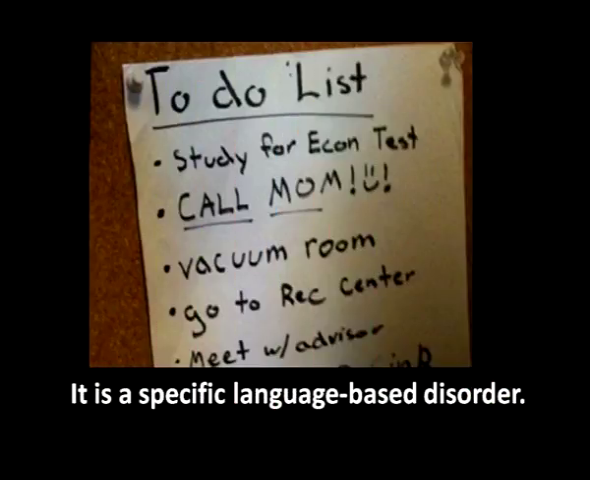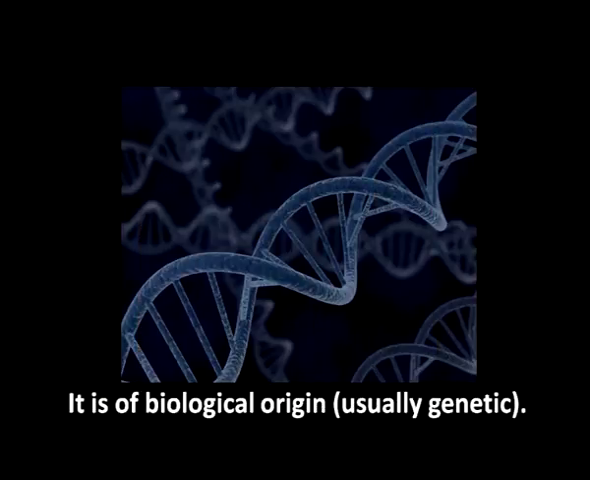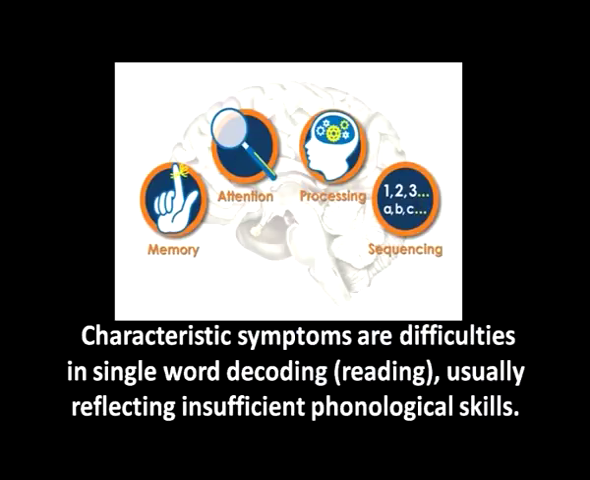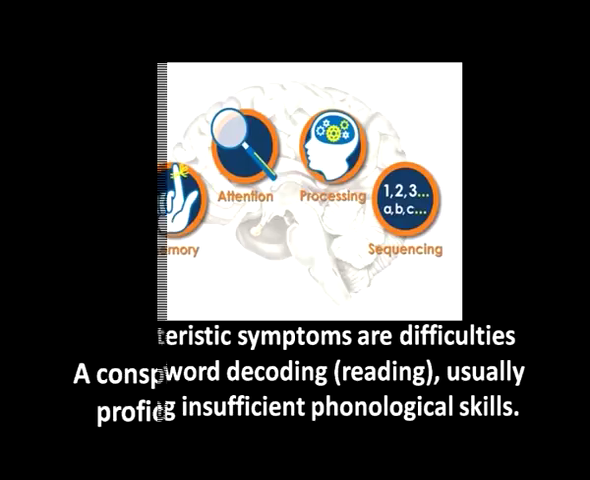Now we briefly describe dyslexia. Dyslexia is one of several distinct learning disabilities. It is a specific language-based disorder. It's of biological origin, usually genetic. Characteristic symptoms are difficulties in single word decoding, reading, usually reflecting insufficient phonological skills.